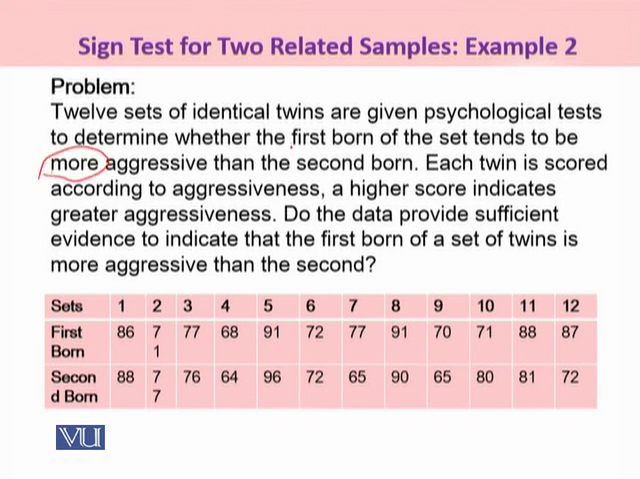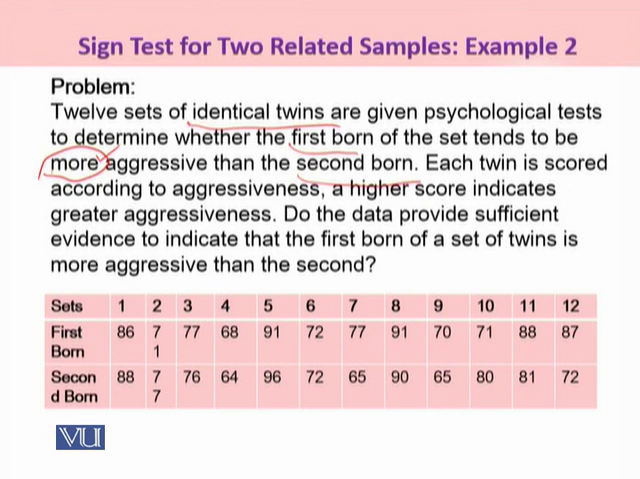Students, here there are two kinds of related samples, the firstborn and the secondborn, who are the identical twins. We would like to see whether the first one is more aggressive than the second born. That leads us to the directional hypothesis of positive type. Each twin is scored according to the aggressiveness level. A higher score indicates greater aggressiveness.